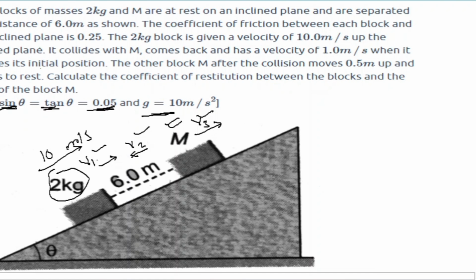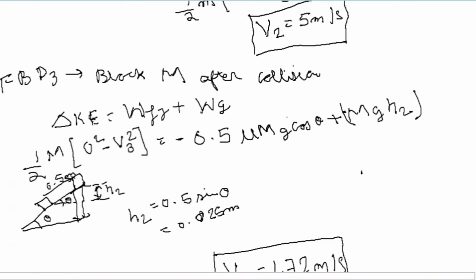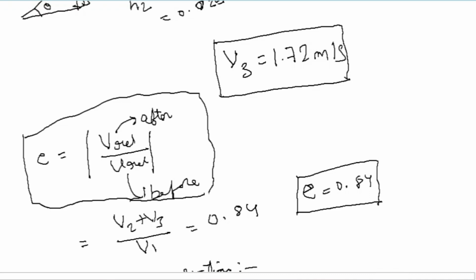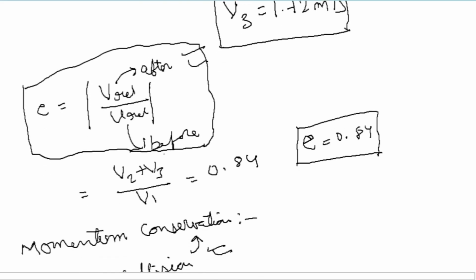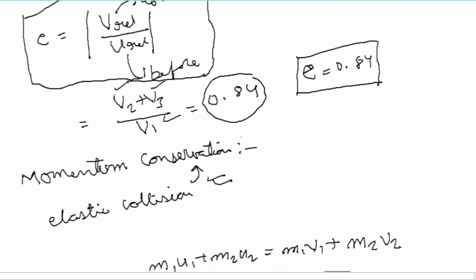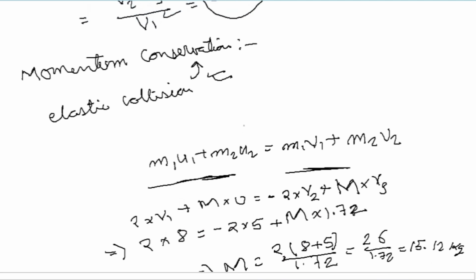Then after solving the equations, we get the values of v1, v2 and v3, and after that we apply the formula of coefficient of restitution, that is this formula. This is a very important formula in any question of collisions. This is a very basic and the most important formula. So applying this formula, we put the values of v1, v3 and v2, and we get the coefficient of restitution to be 0.84.